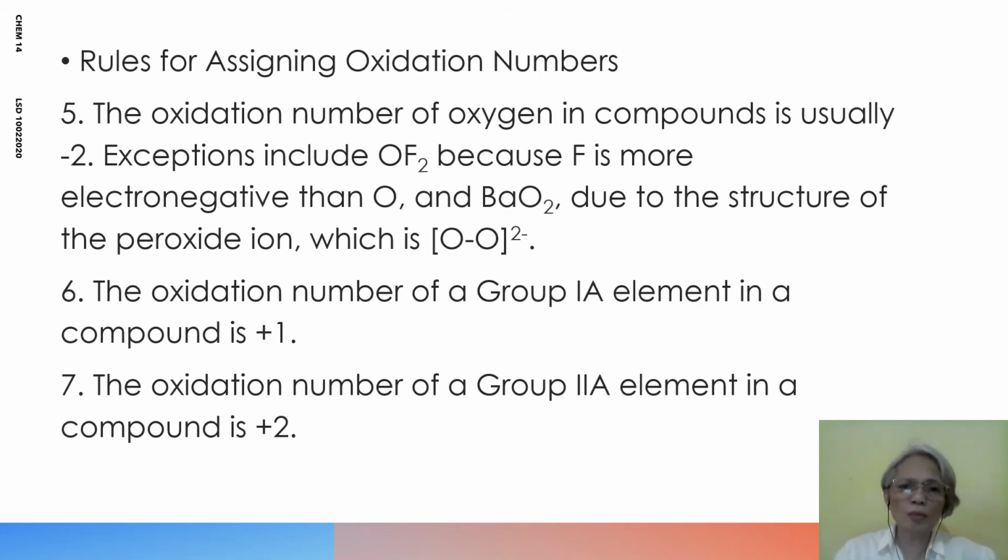Now, the oxidation number of oxygen in most compounds is usually -2, except for oxygen fluoride, because fluorine is more electronegative than oxygen, and therefore fluorine is written on the right side. So fluorine is -1, therefore oxygen here is +2. And in barium peroxide, due to the structure of the peroxide, oxygen is assigned an oxidation state of -1, because barium is +2. Remember that the oxidation number of group 1 elements, the alkali metals, is +1. The alkaline earth metals is +2.